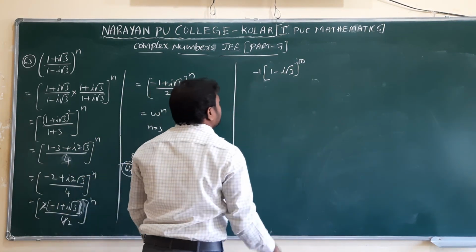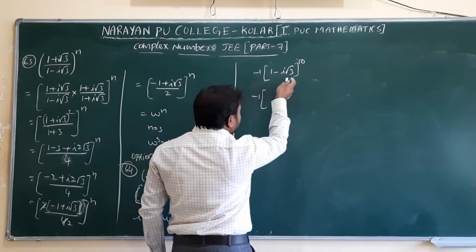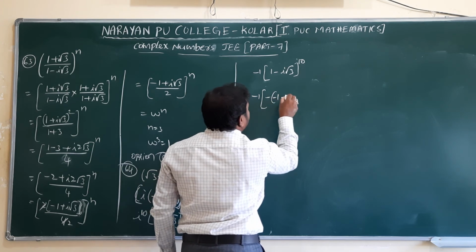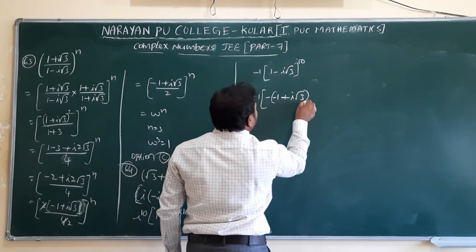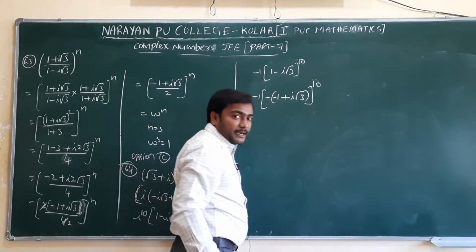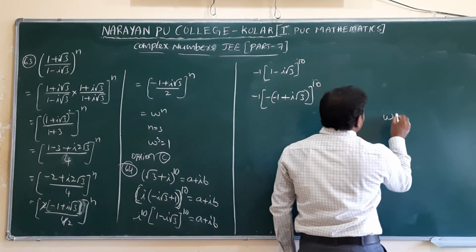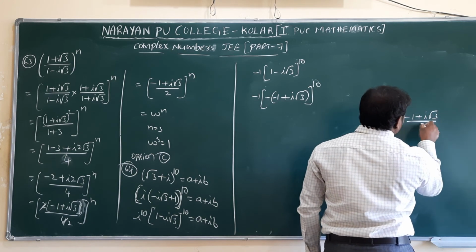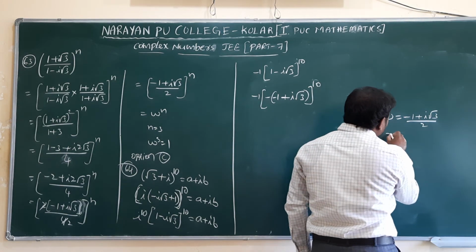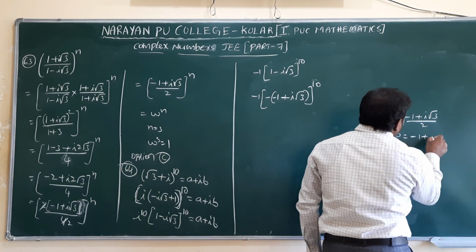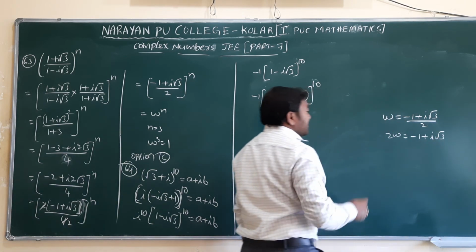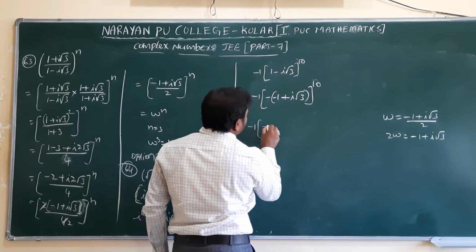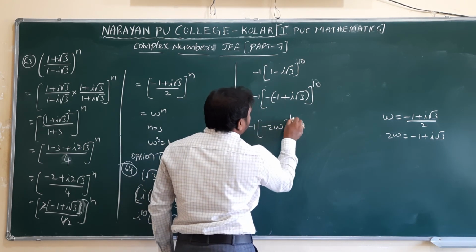Otherwise, here we have to take the LCM, common minus 1, so what we get? (1 minus 1 plus i root 3) whole power 10. But we know that the value of omega is equal to what? Minus 1 plus i root 3 by 2. So 2 omega is equal to minus 1 plus i root 3. Substitute that value here.